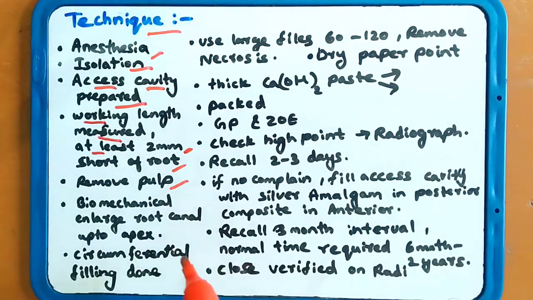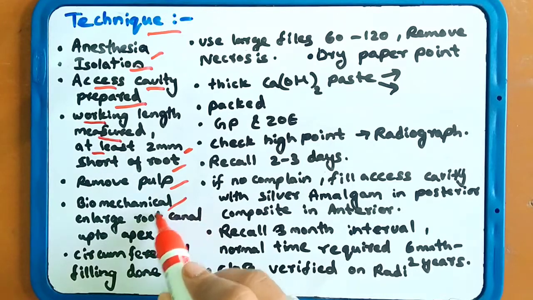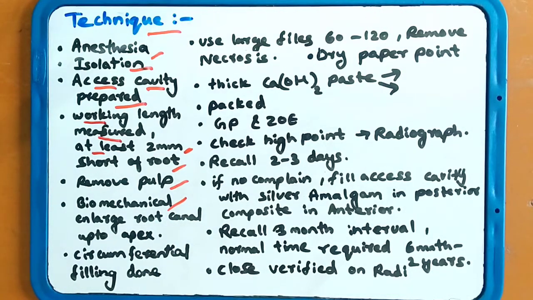Now, biomechanical preparation. What does it do? It enlarges the root canal up to the apex. This is the biomechanical process. Then circumferential filing is done, along the circumference of the canal walls.